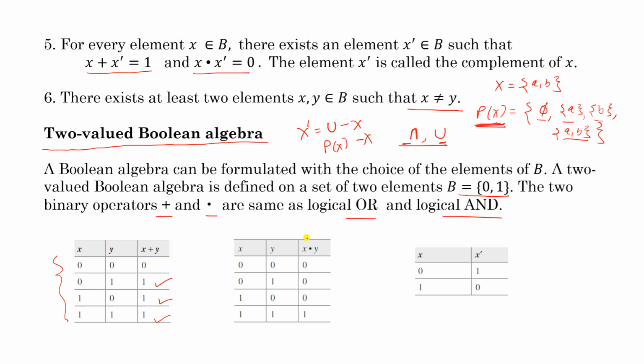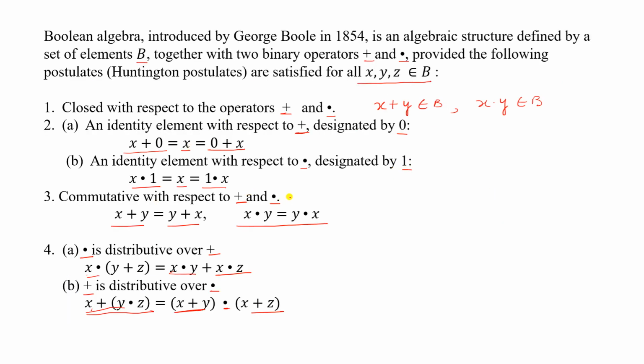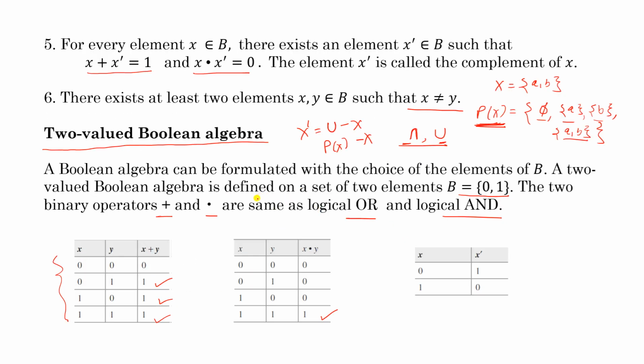Similarly, if you find the truth values of logical AND, it will be true when both of the variables are true. If one of the variables is false, then it is false. So in this case only, this is true. Now the complement: if x is 0, x dash will be 1. If it is 1, this is 0. So for B equal to {0, 1}, you can check all these conditions are satisfied. That's why we say it is a two-valued Boolean algebra with respect to two operations, logical OR and logical AND, denoted by plus and dot.